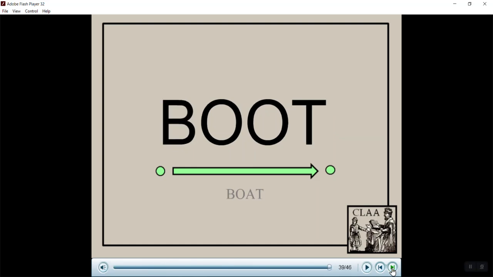Here's another Middle English word with the double O. Let's read it together. Boat, boat, boat.